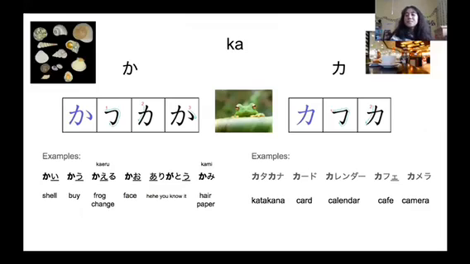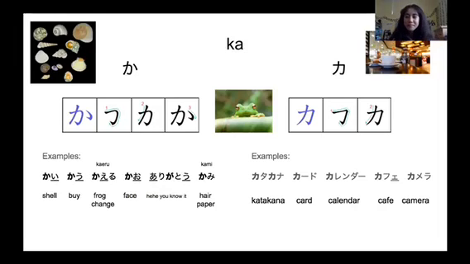So we're going to learn ka, ki, ku, ke, ko. The first one is ka. There are 3 strokes, and on the last one, make sure you put a little click at the end. Some examples are shell, which is kai, cut, and buy, like buying something, which is kau. Then there's frog, which can also mean change, and that is kaeru.